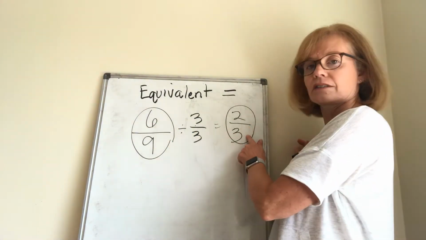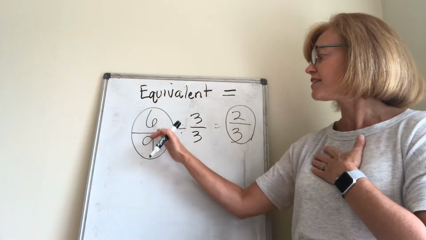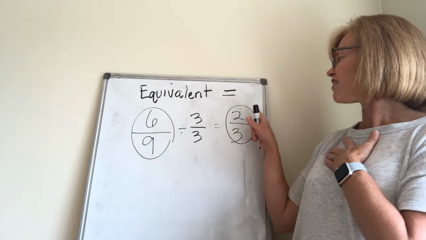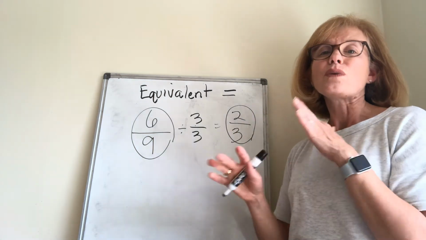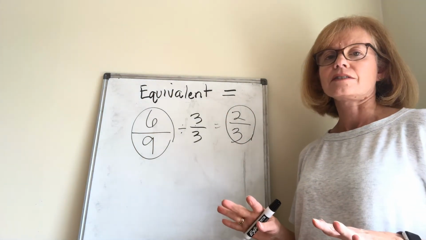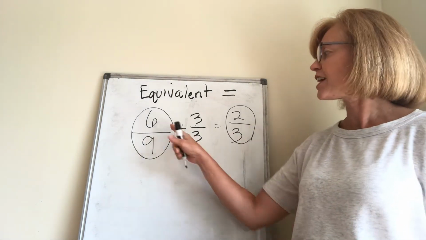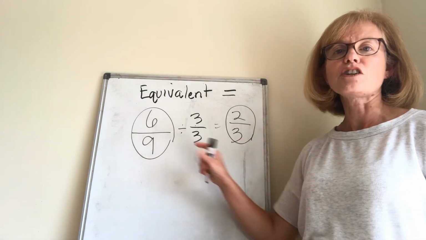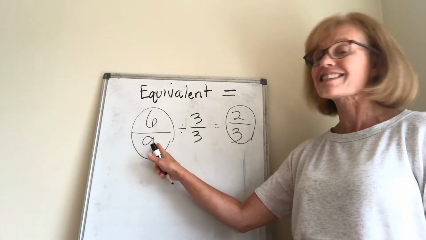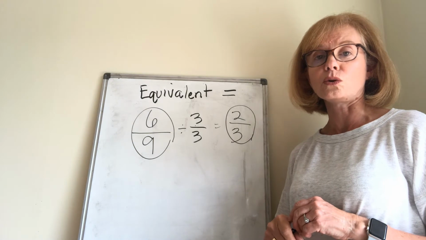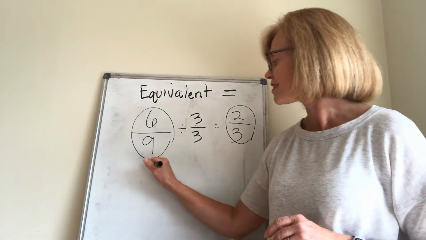Same amount. If I have 6/9 of a pizza, and my husband, Mr. Macy, has 2/3 of a pizza, we ate the same amount. So I'm not changing the amount. I'm just changing the size of my numerator and denominator. I'm changing how many parts there are to the whole. I'm not changing the size.